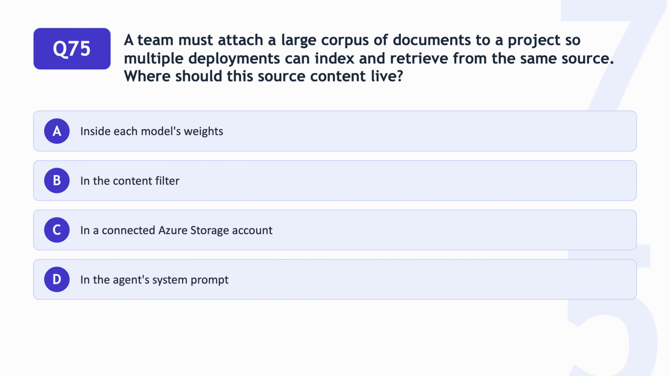Question 75. A team must attach a large corpus of documents to a project so multiple deployments can index and retrieve from the same source. Where should this source content live? A. Inside each model's weights. B. In the content filter. C. In the connected Azure storage account. D. In the agent system prompt.